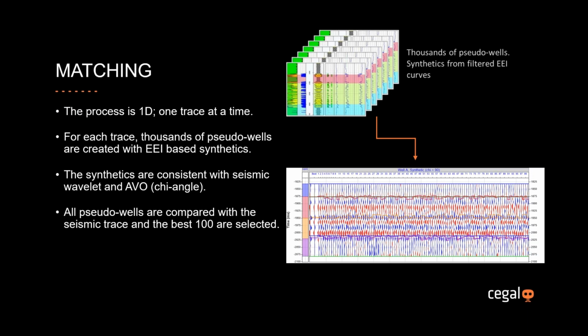So matching: the process is 1D, one trace at a time. For each trace, thousands of pseudo-wells are created with EI-based synthetics. Synthetics are consistent with the seismic wavelet and AVO, thanks to the chi angle. All pseudo-wells are then compared with the seismic trace, and the best 100 are selected.